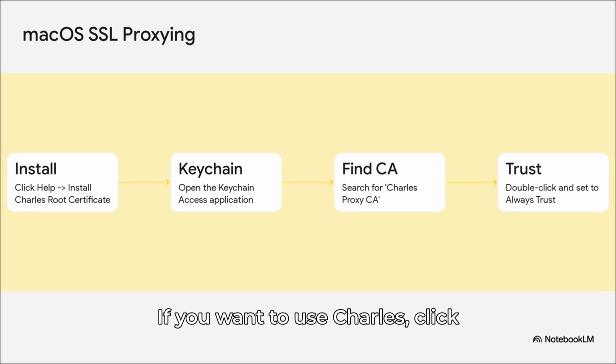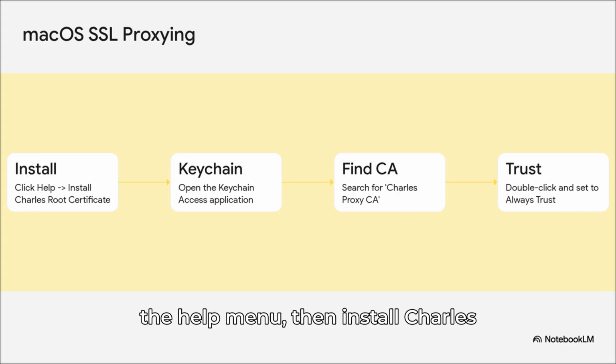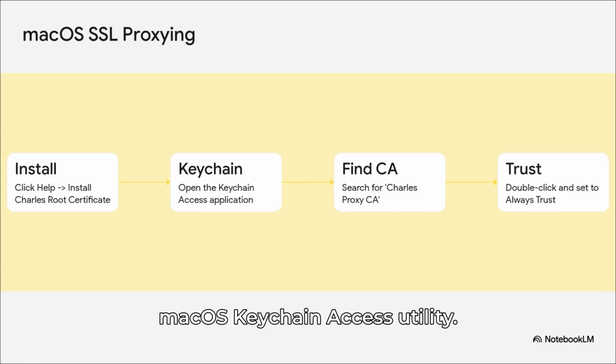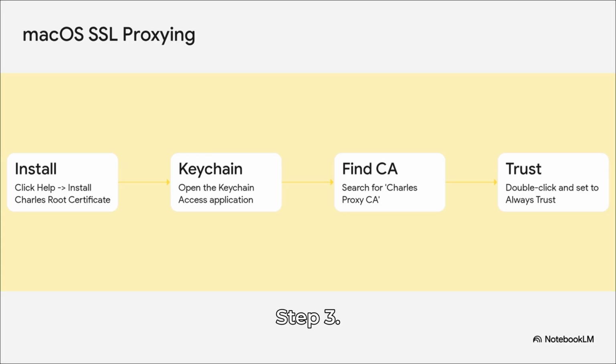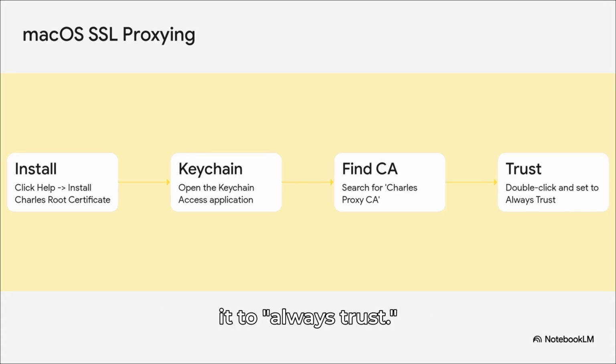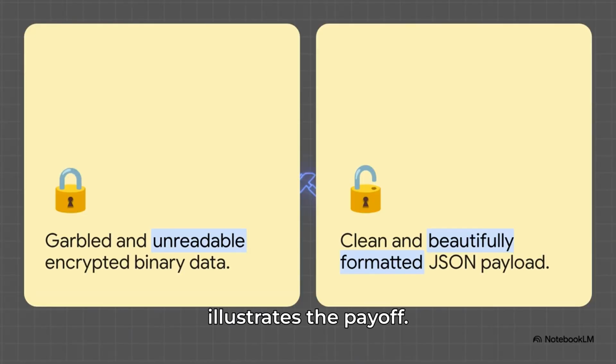Step 1. In Charles, click the Help menu, then Install Charles Root Certificate. Step 2. This action automatically opens your macOS Keychain Access utility. Step 3. Search for that Charles Proxy CA certificate you just added. And Step 4. Okay, this is the critical step where almost everyone fails. You absolutely must double-click that certificate, expand the Trust section, and manually set it to Always Trust. Without this explicit permission, your operating system's security layer is just going to reject the proxy, and your connections will simply fail.